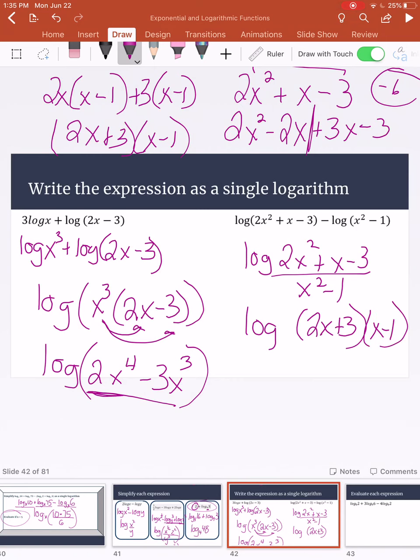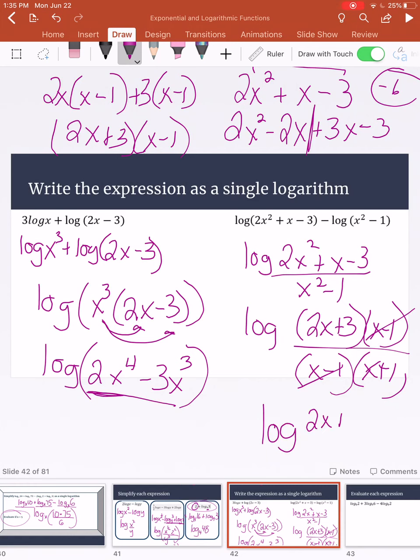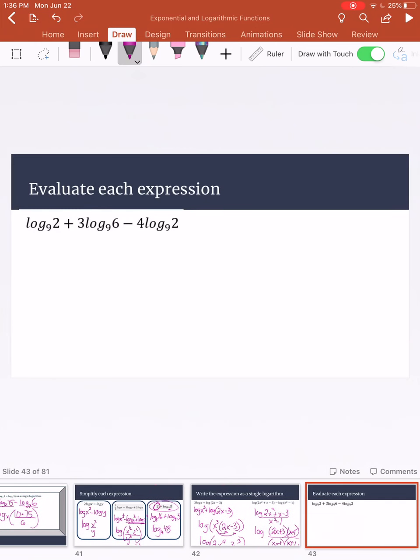Okay, and then hopefully you would have noticed that the denominator is just a difference of squares, so that's super easy to factor. So now I can go ahead and cross out the common factors with the numerator and the denominator, which is x minus 1, and I'm left with an expression of just 2x plus 3 over x plus 1.